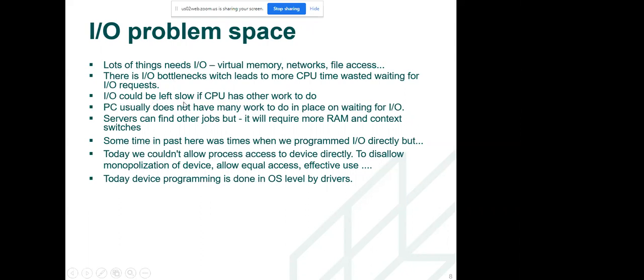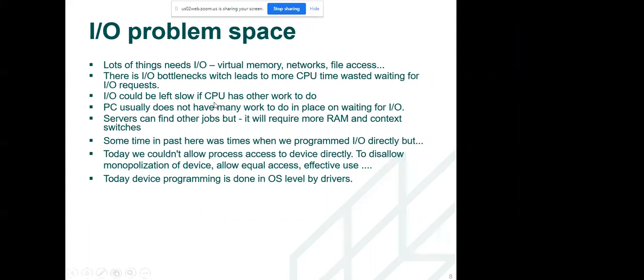Input output could be slow if the CPU has other work to do. A PC, meaning program counter, usually does not have much work to do while waiting for input output. Servers can find other jobs, but it will require more RAM and context switches. These are the problems with the input output interface: if you are using any traditional memory mapping technique, sometimes it can put your CPU on hold, and that's supposed to not happen.